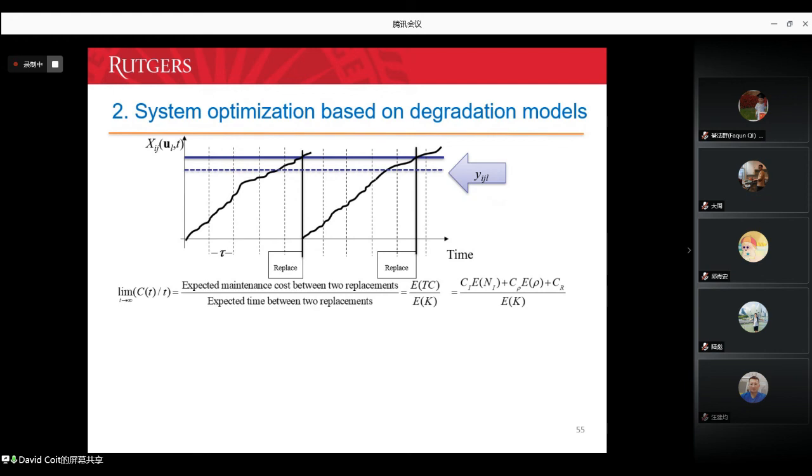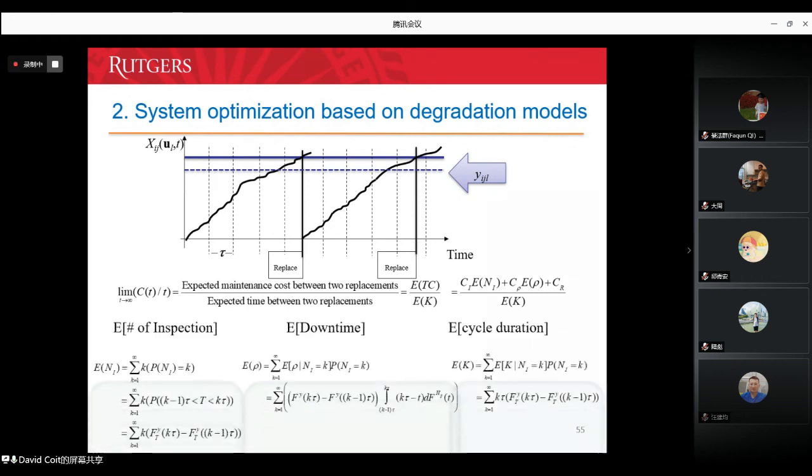If it's very critical, I can make that low. If it's not critical at all, I can make it the same as the failure threshold. So in my two-stage stochastic model, the second stage variables will be those y's. And let's skip the mathematics. You've seen a fair amount. I hope it wasn't too much. But I can, based on the degradation process, get expected number of inspections, expected downtime, expected cycle duration.